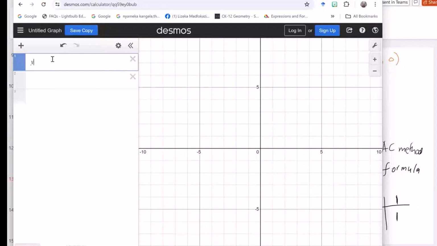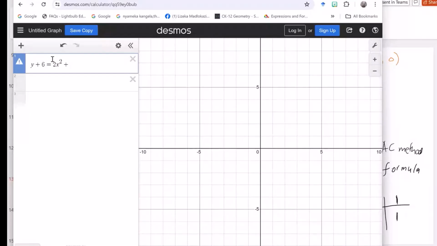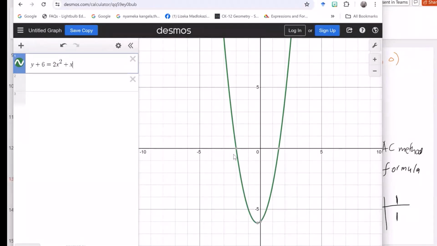So you're going to have y is equal to 2x squared plus x minus 6. Yeah? So now this is the function you want to check. What are your x-intercepts? One x-intercept is minus 2, so minus 2, 0. That's one x-intercept. Another x-intercept is 1.5, 0. So you know you have calculated the correct x-intercepts just by checking.